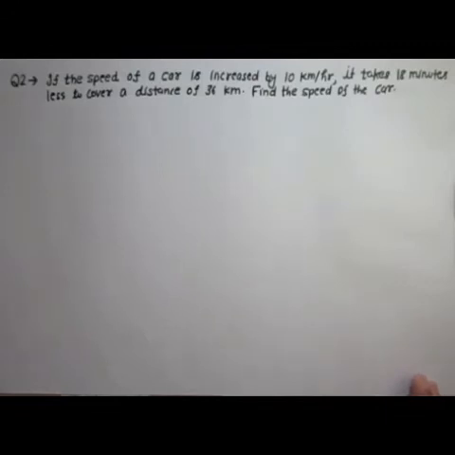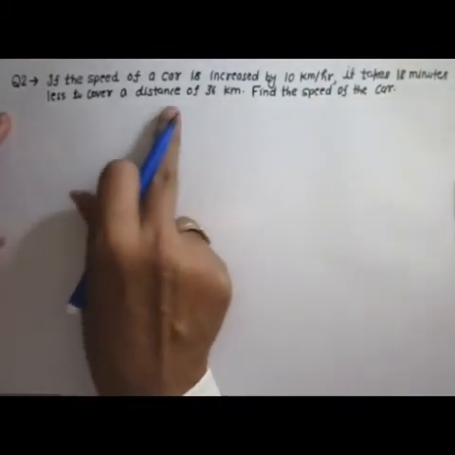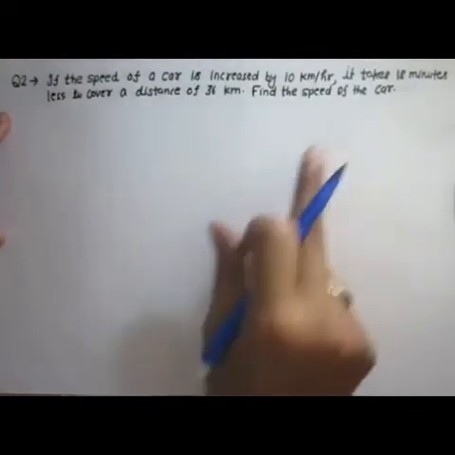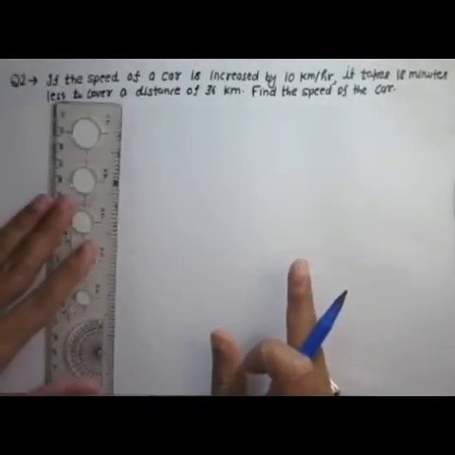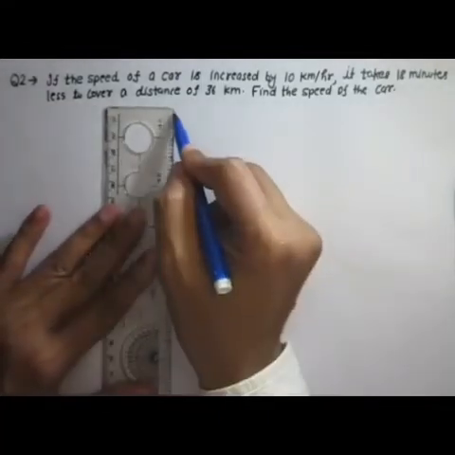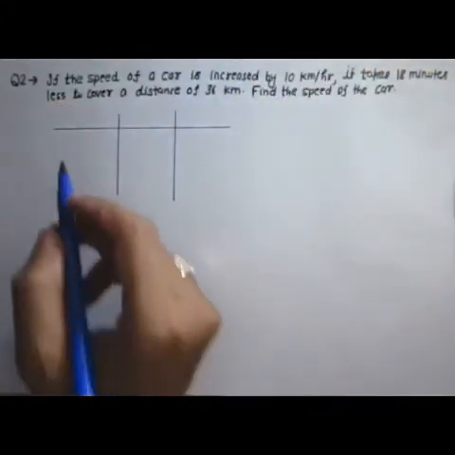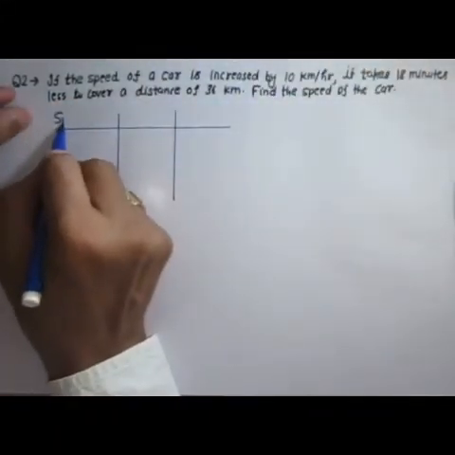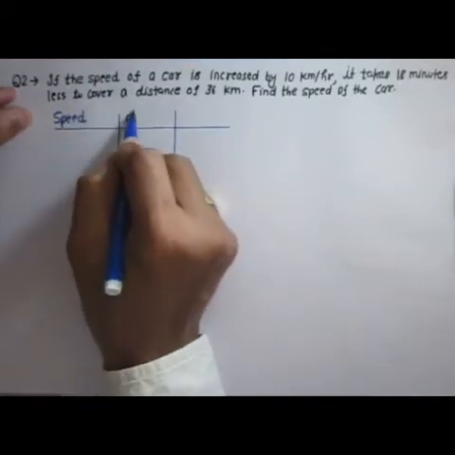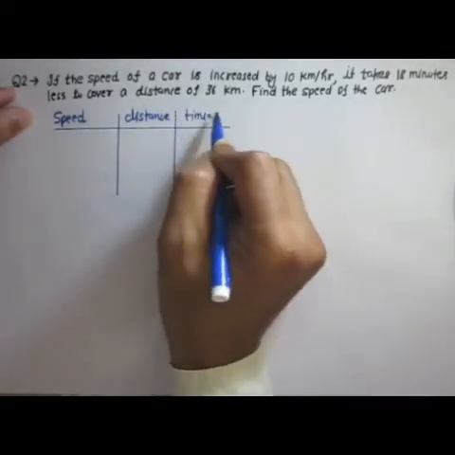Now question number 2. If the speed of car is increased by 10 km per hour, it takes 18 minutes less to cover a distance of 36 km. Find the speed of the car. So again it is a speed time problem. Make 3 columns. First column, second column and third column: speed, distance and time, which is equal to distance by speed.